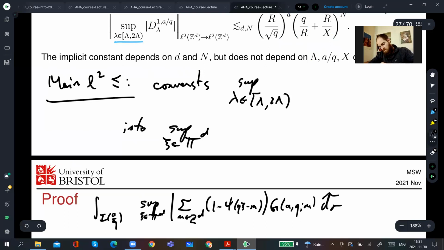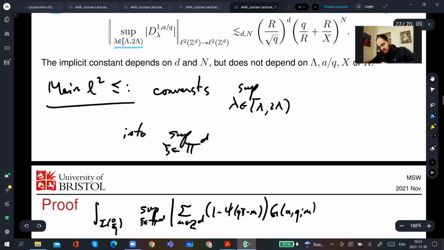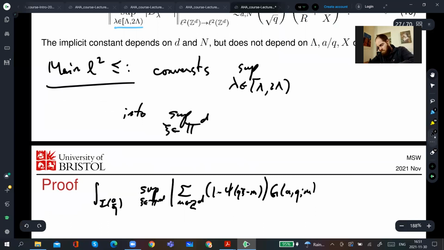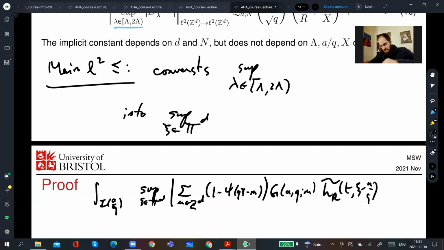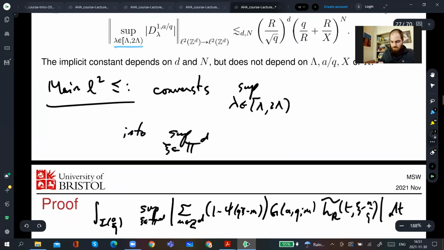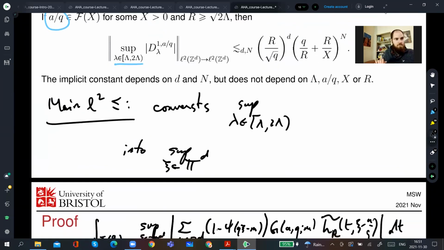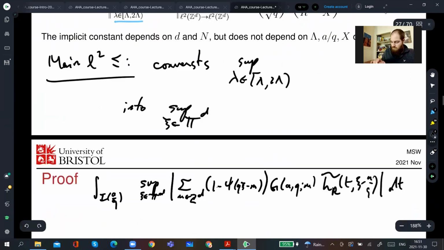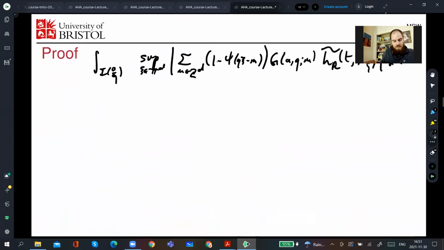And the Fourier transform. This is the Euclidean Fourier transform. Oh no, not that yet, sorry. Yeah, it's the Euclidean Fourier transform of this, h_R of t x, c minus n over q, and this is integrated with respect to t. Okay, so that's a mouthful. That's what we want to do.